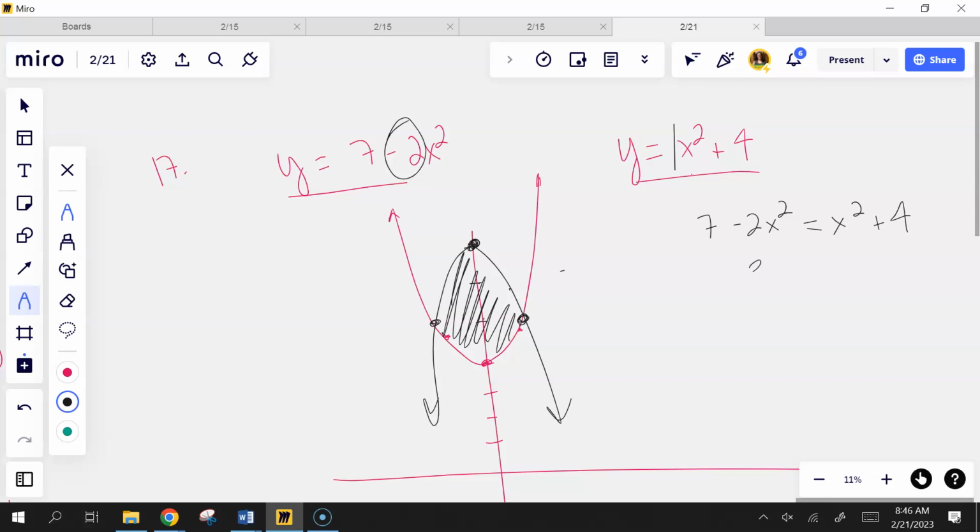So I have 3 equals 3x squared, right? I just moved the 4 and moved the 2x squared, which means x squared is 1, so x is going to be plus or minus 1, which makes sense on my graph, right? This looks like 1, this looks like -1, and I can even plug in to find the y that goes with it. I'll probably plug into this one because it's a little bit easier. It should be the same y value there, 5.